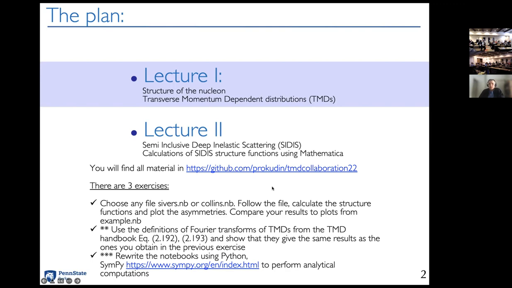In the previous exercise, I use a very simple approximation, parton model approximation to TMDs with Gaussian dependence on the transverse momentum. Therefore, everything is analytic. All results should be Gaussian, of course. But I'd like you also to do the Fourier transform of those results and show that the formulas give the same results as well. And a more difficult exercise, in case you like the previous two: rewrite the notebook using Python. In particular, use symbolic Python SymPy to perform analytical computations. Anybody who manages to do all three exercises is welcome to reach out to me and we can start a research project with you. Okay. During my hands-on sessions, I'll show you Mathematica. I'll show how it works and show some examples from there.